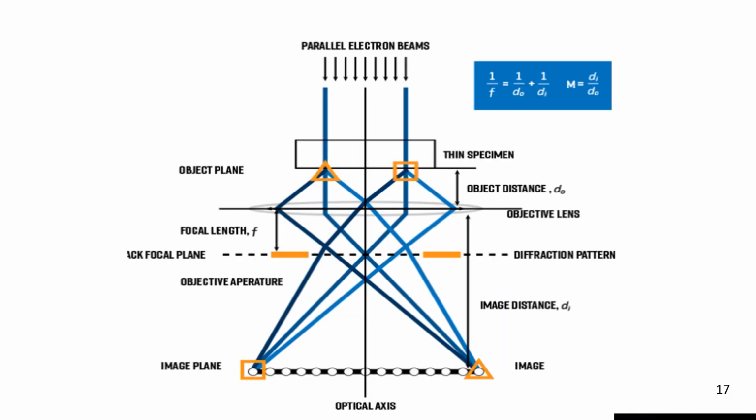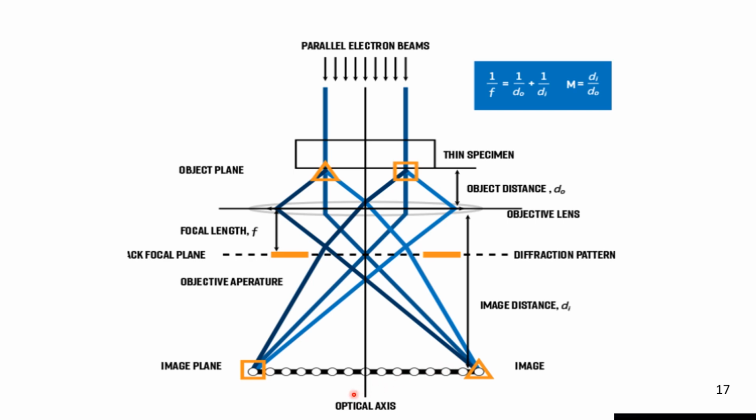In this picture we see that when the parallel lines of electrons come to the specimen, the objective lens disperses the electrons emerging from the specimen to the back focal plane, where the diffraction pattern is found, and recombines them in the image plane to generate the high resolution image of the atomic column.